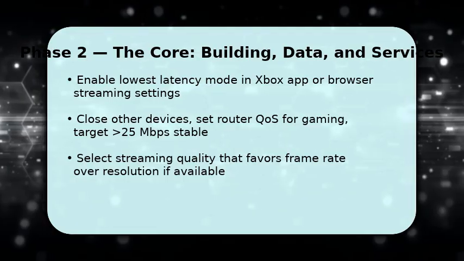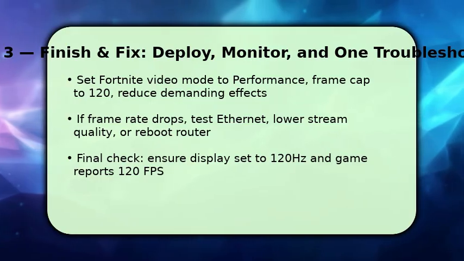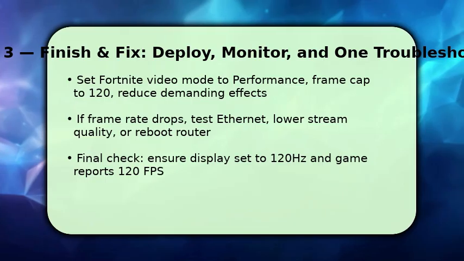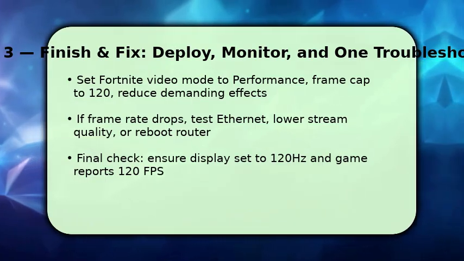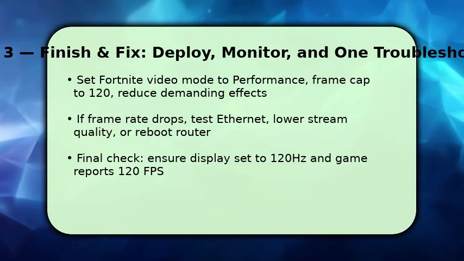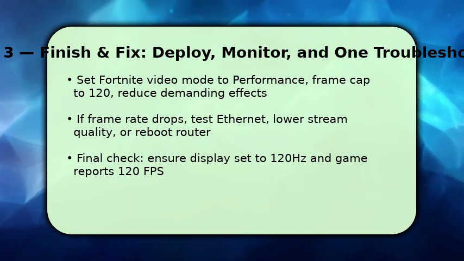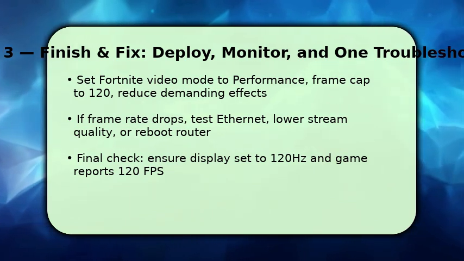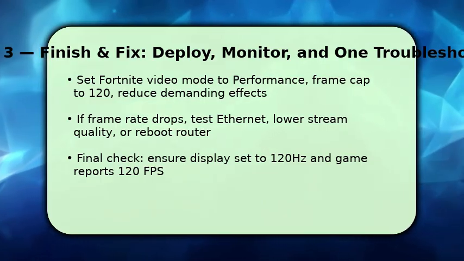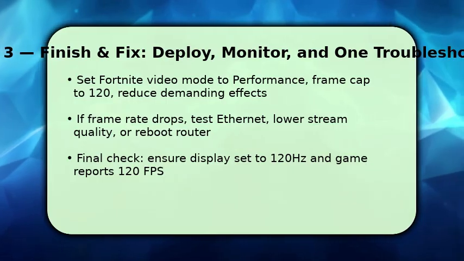Finish by setting Fortnite to performance mode, lowering render scale and visual effects, and setting the in-game frame cap to 120. This tells the cloud session to target high frame rates. Make sure your display and device are set to 120Hz. Otherwise, the stream won't present the extra frames. If you don't reach 120, test Ethernet versus Wi-Fi, switch the streaming quality down, or reboot your router and app. One troubleshooting tip: if stutter persists, confirm other home devices aren't saturating upstream.